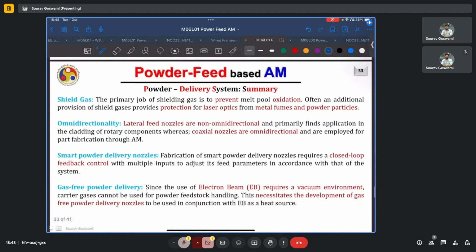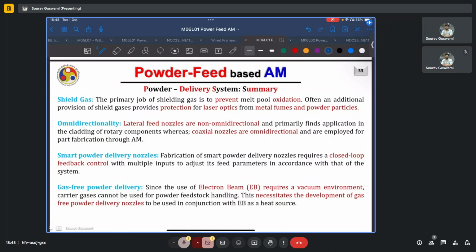For the shield gas, its primary job is to prevent melt pool oxidation. In powder-based or blown powder processes, it also carries the powder. Again, a third function can be the protection of laser optics from the metallic fumes and powder particles. And typically, you want to keep a high enough shield gas flow rate unless it starts interfering with your deposition by affecting the free surface of the melt pool.